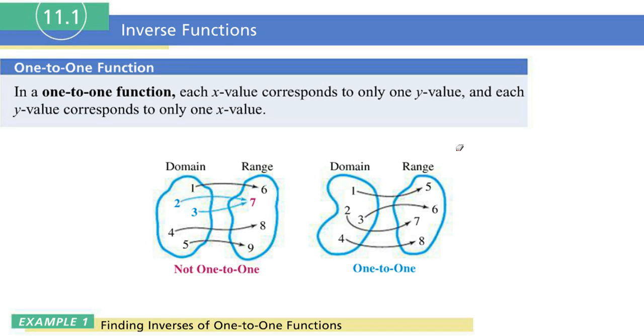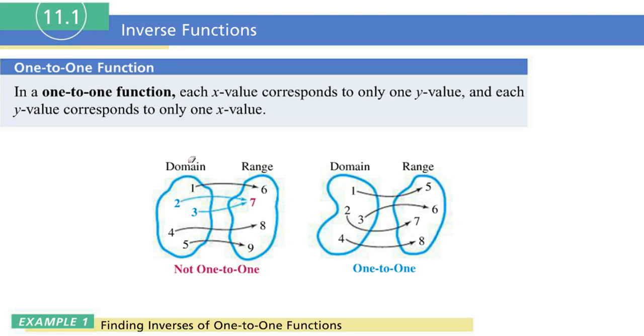We're going to take a look at the one-to-one function. A one-to-one function is given by this definition: each x value corresponds to only one y value, and each y value corresponds to only one x value. So in other words, every y value can only be paired up with one x value.